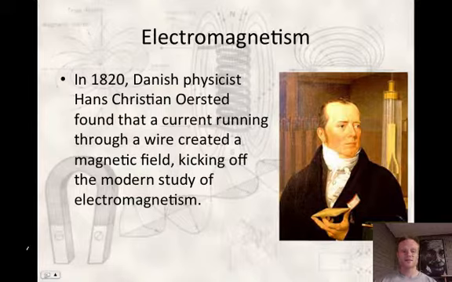Electromagnetism was actually first discovered by a Danish physicist named Hans Christian Ørsted. And I'm not positive that's exactly how you pronounce his last name, but I'm hoping for the best on that one. Basically, he found that a current running through a wire actually creates a magnetic field surrounding the wire. And so this discovery basically kicked off the study of electromagnetism. Right, so a current running through a wire actually creates a magnetic field, which is pretty interesting to think about.